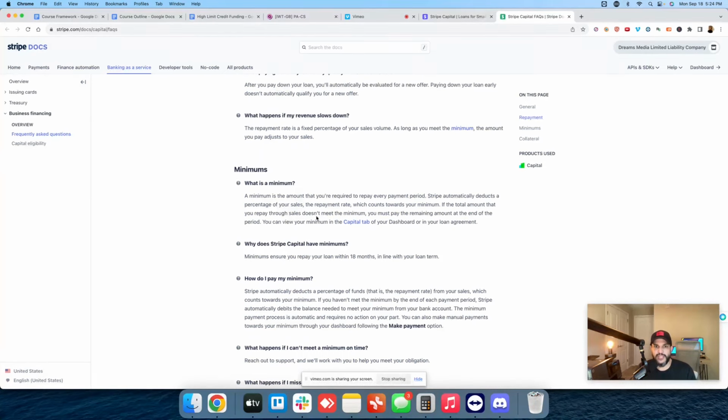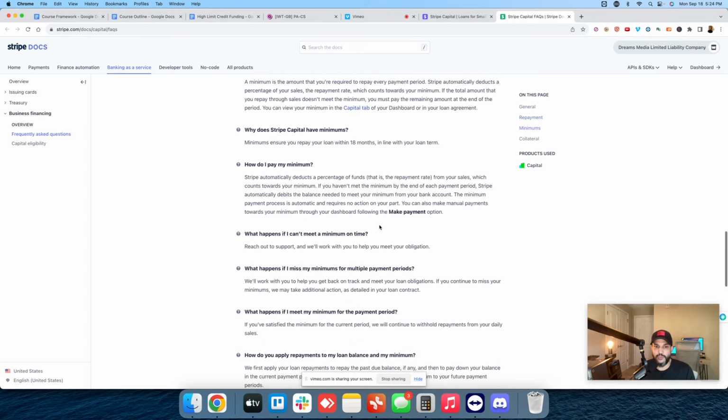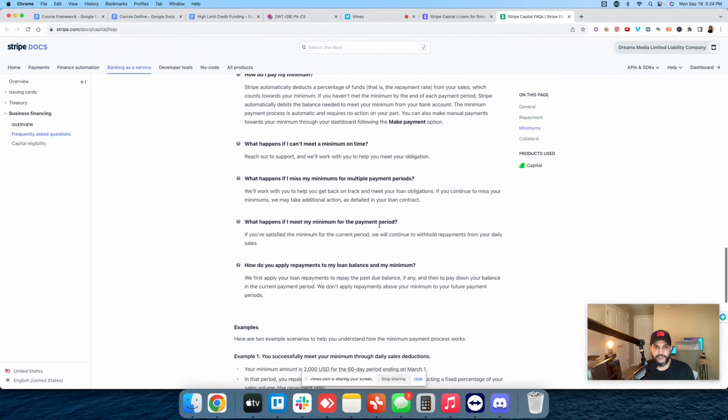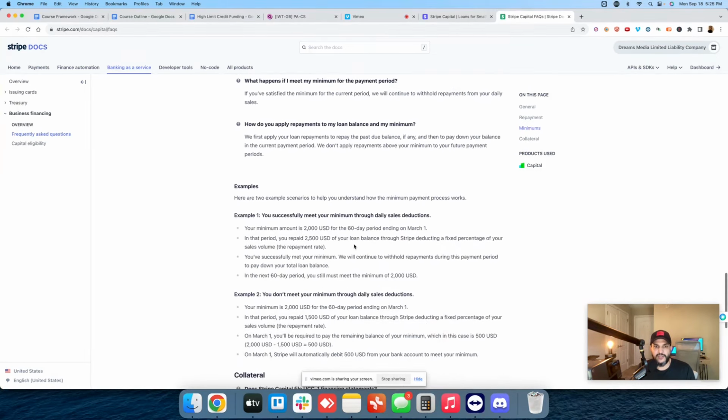And this is the part about the payment: what is the minimum? The minimum amount you're required to repay every payment period. Stripe automatically deducts a percentage of your sales, and it goes based on your sales. So if you have a slow day, it'll take whatever that percentage is. If that doesn't cover the minimum, then they'll automatically deduct it from your bank account. So just keep that in mind. They will deduct it from your bank account. If you satisfy the minimum, we will continue to hold repayments from your daily sales. Let's see here.